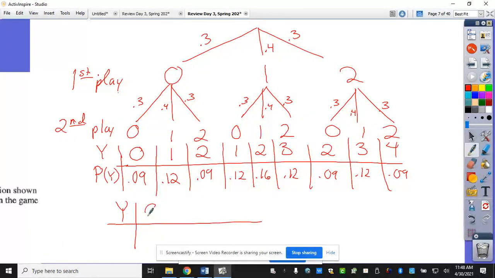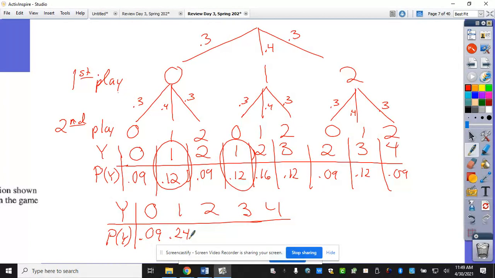My options for y were 0, 1, 2, 3, or 4. What is the probability that I get 0? 0.09. There was only one choice. I didn't have to deal with anything else. Now, what do I need to do to find my probability of getting 1 point? I would take this one plus this one, which gives me 0.24.